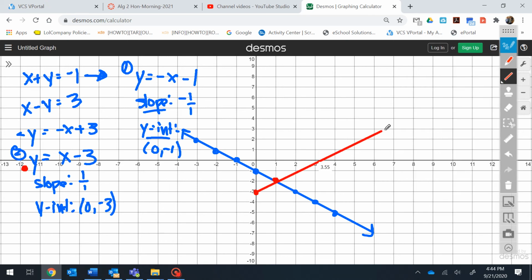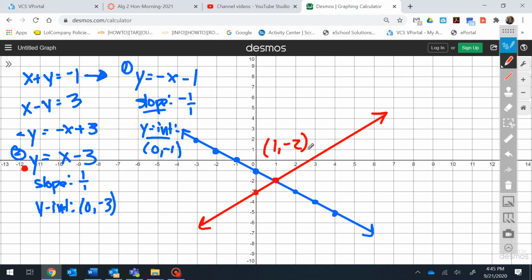I found the solution because the solution is where these two lines intersect each other. And that solution is the ordered pair (1, -2). It's the only ordered pair that works for both equations. Alright, you plug it into both equations, it makes sense. 1 plus -2 is -1. 1 minus -2 is 1 plus 2, which is 3. So it works for both equations.